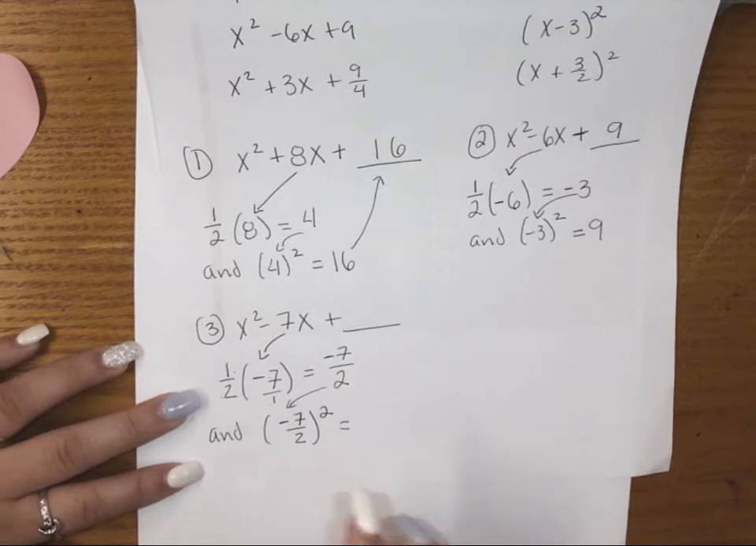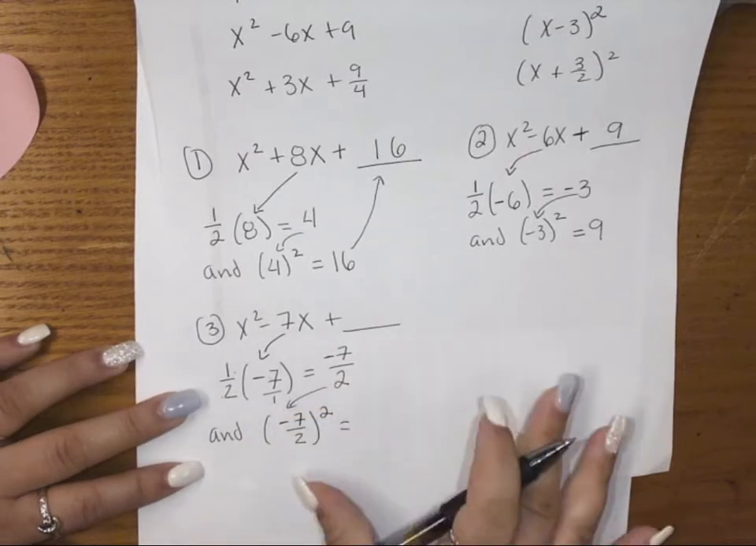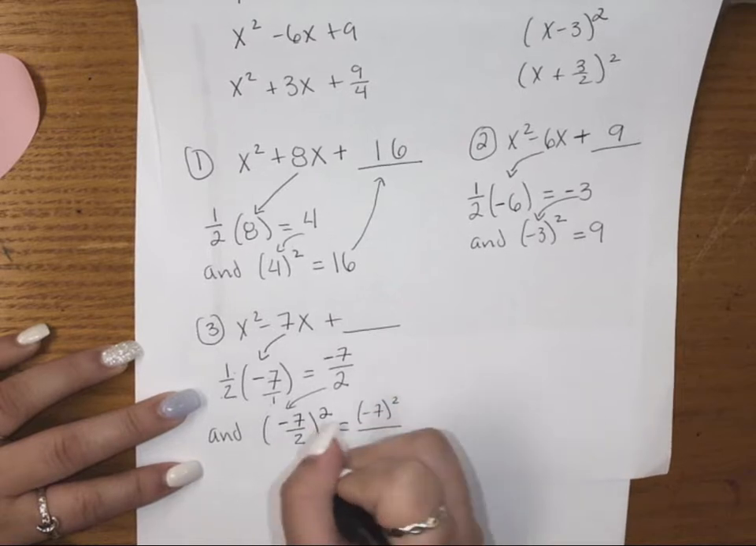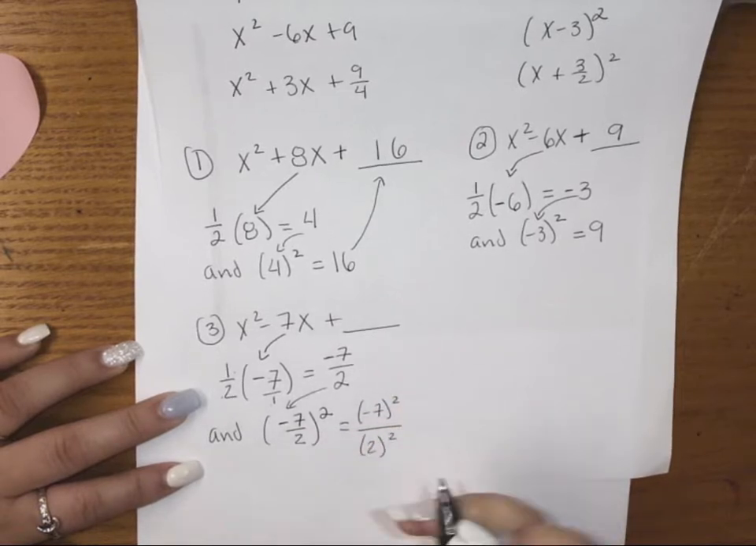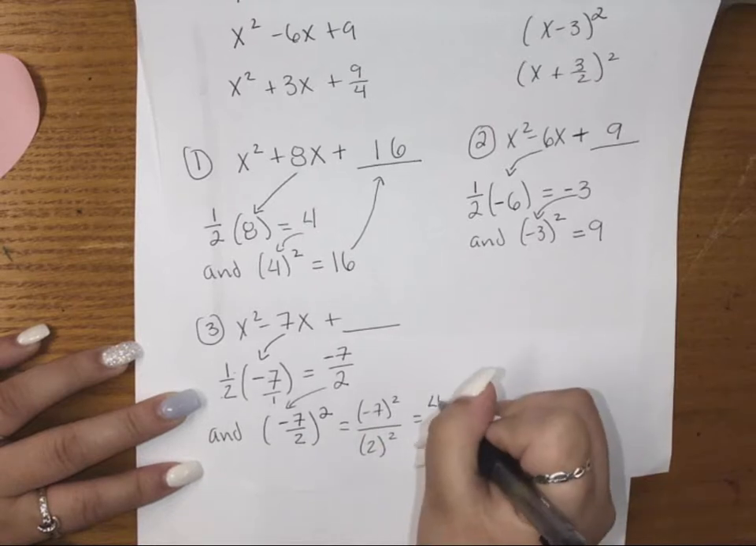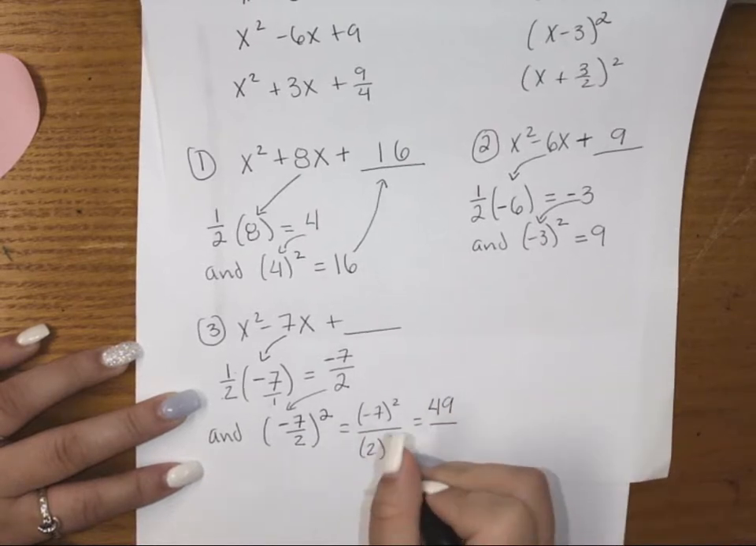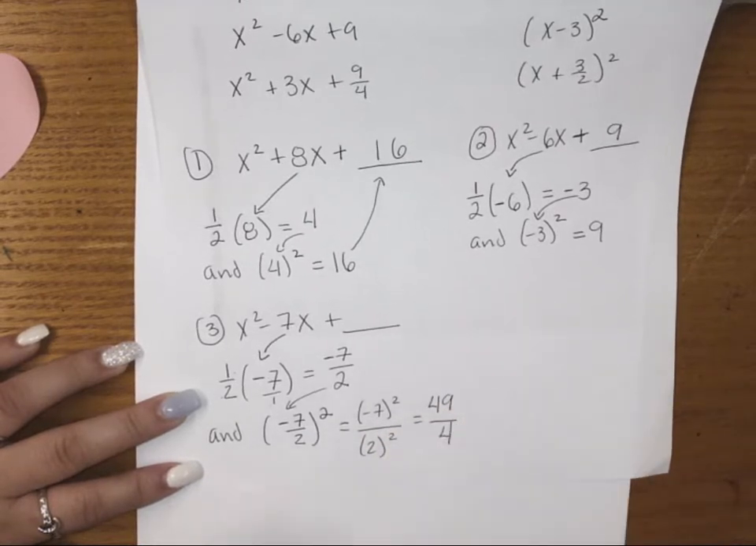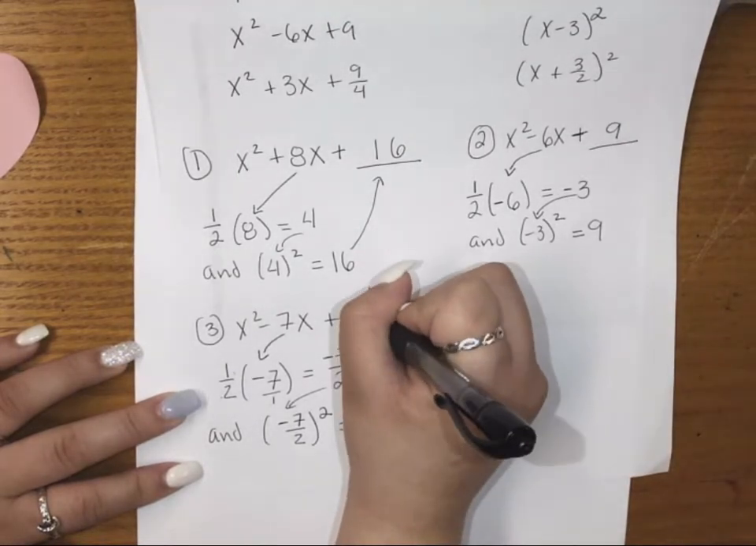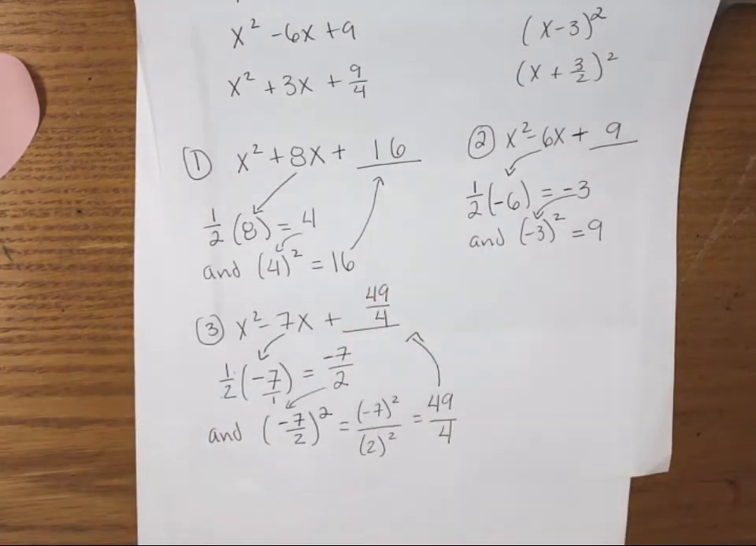And we use the rule that if we have a fraction squared, it means you have to take the top and raise it to the power, and you also have to take the bottom and raise it to the power. So we end up with negative 7 squared gives us positive 49. 2 squared gives us 4. So that's the number we need to add here, 49 over 4, in order to make it a perfect square trinomial.